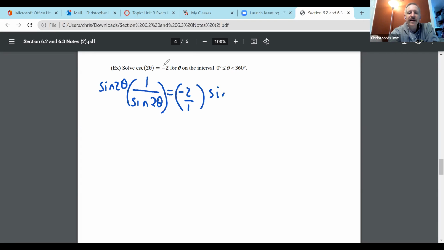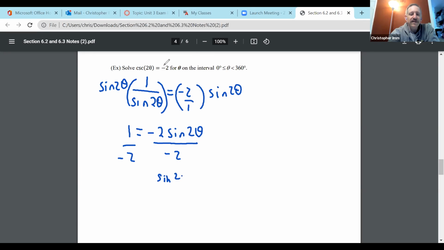I'm just going to go ahead and do that. And let's see what we have. We have 1 is equal to -2 sine 2 theta. And then finishing up to solve for sine 2 theta, I divide by -2. So I have sine 2 theta is equal to -1/2. Okay, so I solved the trig function of the double angle for -1/2.